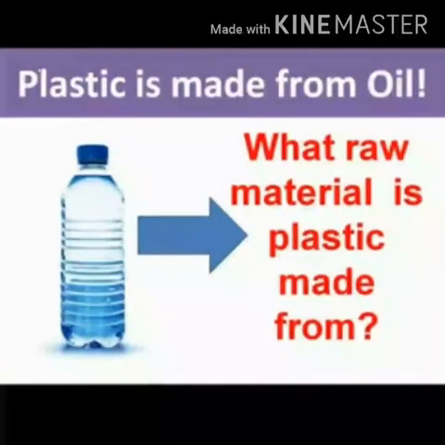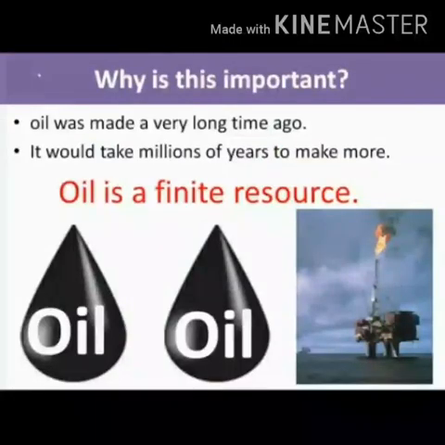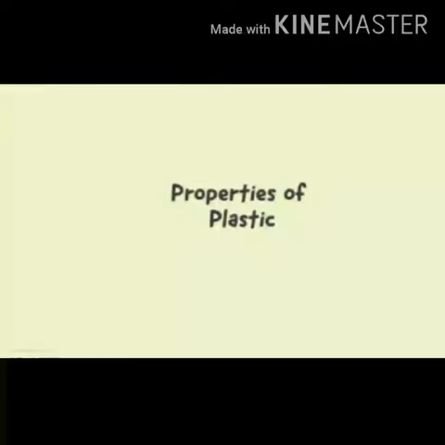What raw material is plastic made from? It is made from petroleum oil. Why is this important? Oil was made a very long time ago. It would take millions of years to make more. So it is a finite resource.